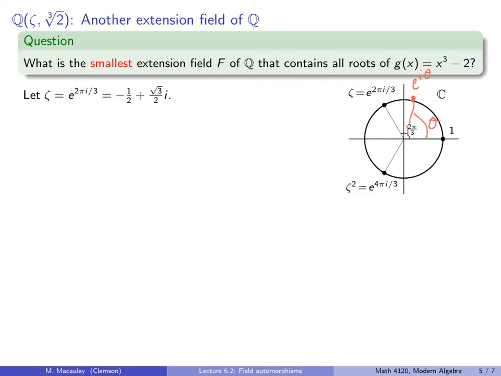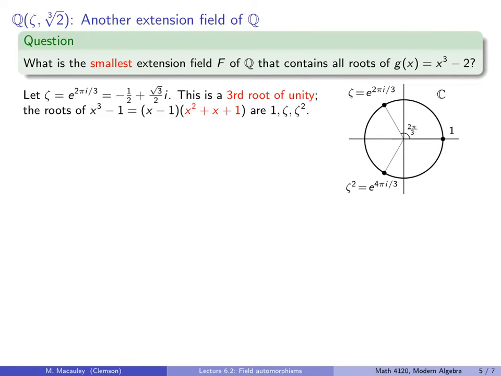And zeta squared, remember how you multiply complex numbers? The angles add and the lengths multiply. So you multiply this by itself, the length is still 1, and the angle just doubles, so that it gets down here. So that's e to the 4 pi i over 3. And similarly, zeta cubed, you just rotate it 3 times, or twice I should say, to get zeta squared, and then one more time to get back to 1.